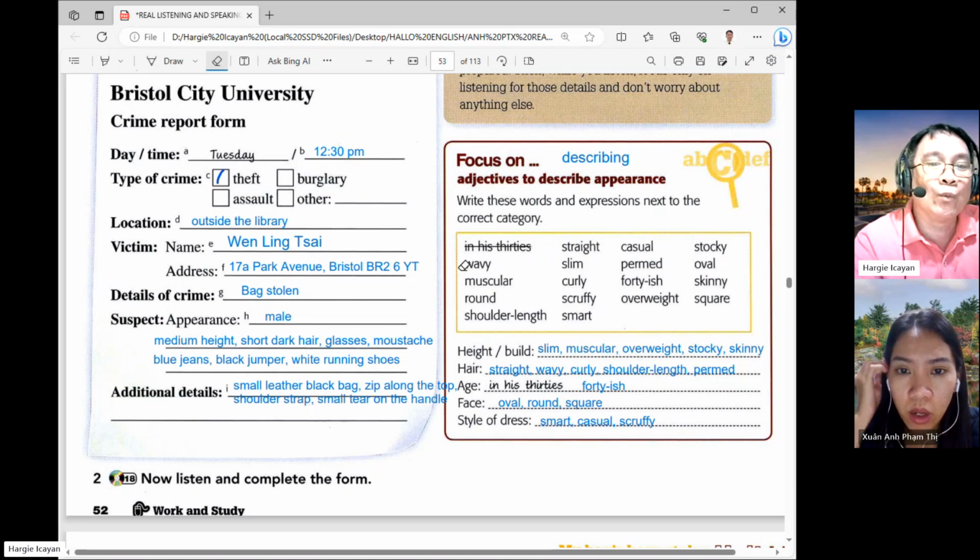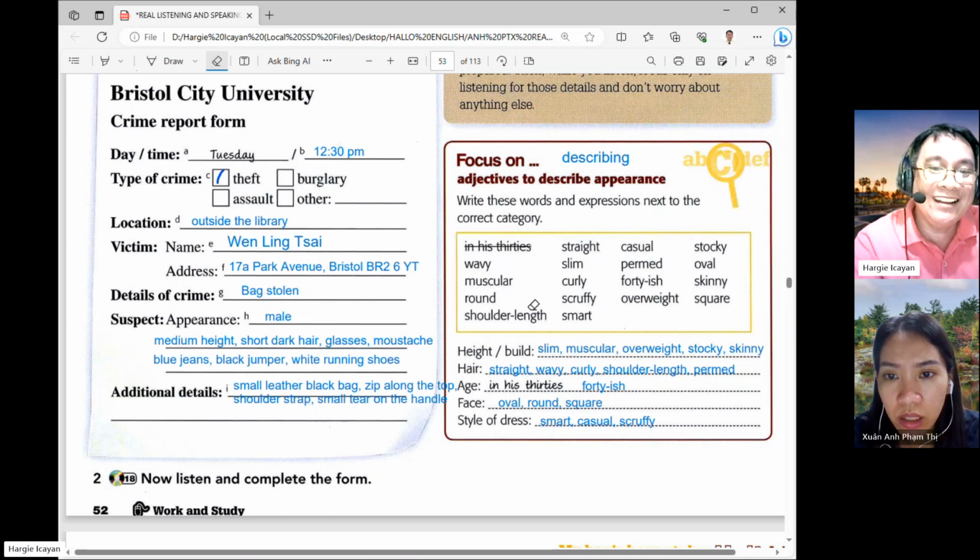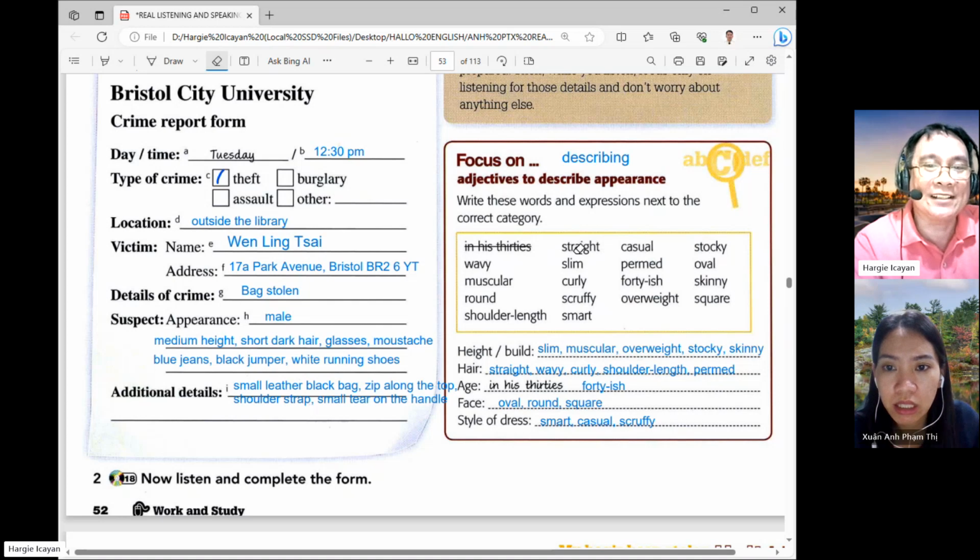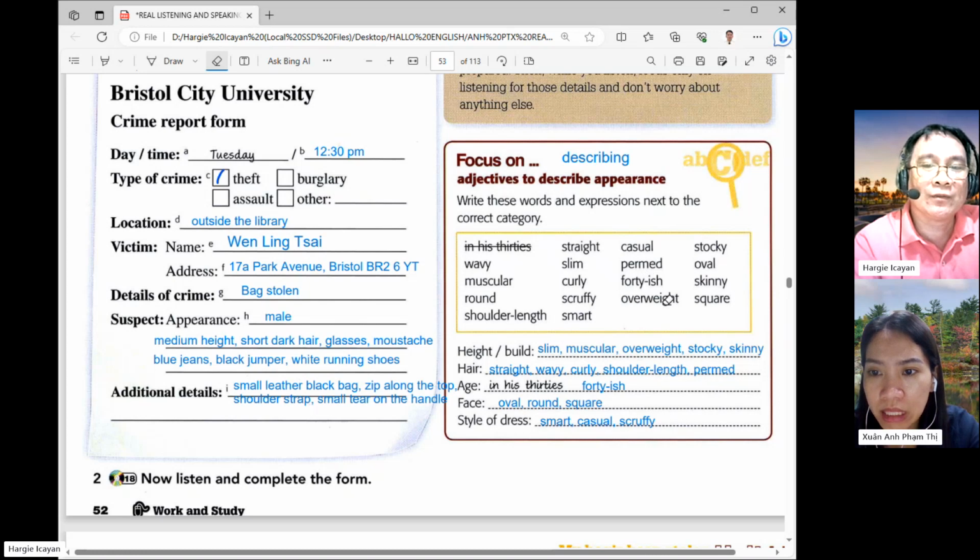In his thirties. Wavy. Muscular. Broad. Shoulder length. Straight. Slim. Curly. Scruffy. Smart. Casual. Perm. In his 40s. Overweight, stocky, oval, skinny, square. Yes, okay.